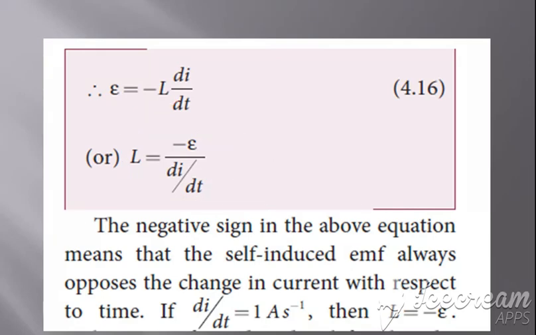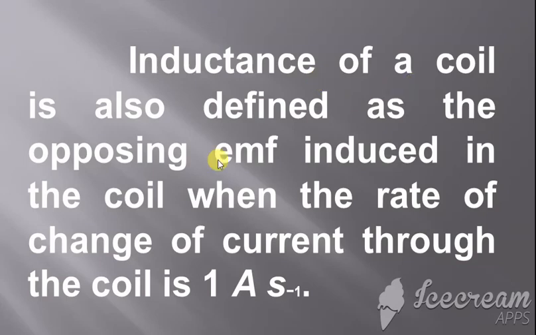Okay, so L is equal to minus E. When do we get L is equal to minus E? When di by dt is equal to 1. Okay, clear. So self inductance is defined as the opposing EMF when the rate of change of current through the coil is 1 ampere per second. Okay, so this is the other definition of self inductance. Clear. So we have the two definitions.